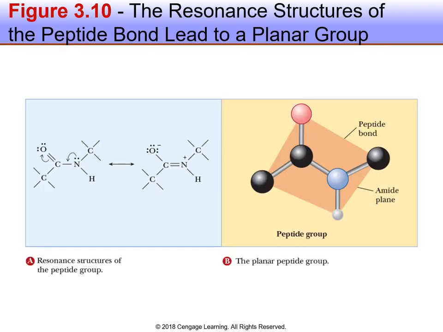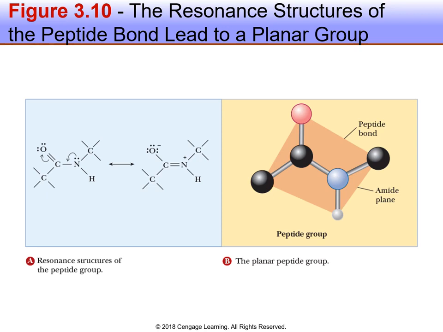So you see here, this is not a pure single bond, and this is not a pure double bond. Because of this moving of electrons, we call these the resonance structures of the peptide bond, and due to this there is no free rotation about the peptide bond.